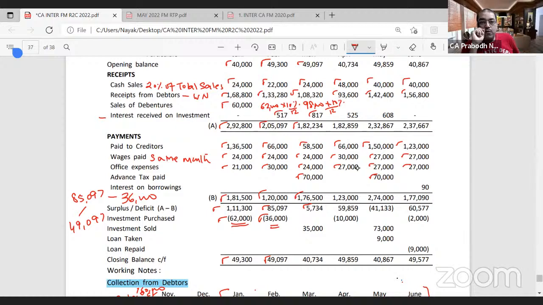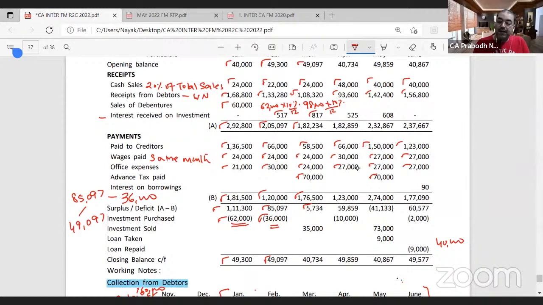But I will not borrow. Why? Because I've got investment of 98,000. I will sell the investment. How much investment will I sell? Now for 40,000, what is the deficit? 5,734. The deficit is 34,266. See, I require a balance of 40,000 minimum. How much am I running short by? 40,000 minus 5,734. I'm running short by 34,266.